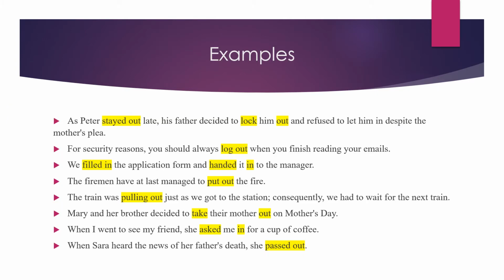We're going to see other examples. I just want you to see how the phrasal verbs are used in the sentence. I'm just going to read and you guys can see the phrasal verbs are the ones highlighted with the yellow color. Okay, as Peter stayed out late, his father decided to lock him out and refused to let him in despite the mother's plea. For security reasons, you should always log out when you finish reading your emails.